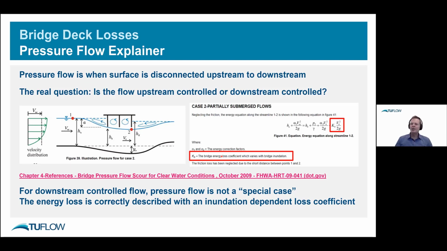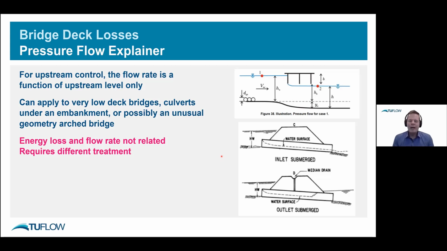The situation where it does become different is when the flow is upstream controlled. In other words, in this diagram on the right, this is pressure flow for case 1. If the flow downstream of the bridge has gone supercritical, then the energy loss from upstream to downstream is no longer a function of the flow rate. They're not connected anymore. Flow rate is independent of the difference in water level between upstream and downstream. What that means is you can't model energy loss as a function of flow rate. There's a complete disconnection there. So that has to be treated differently, usually by putting in a 1D element that allows for supercritical flow calculations.